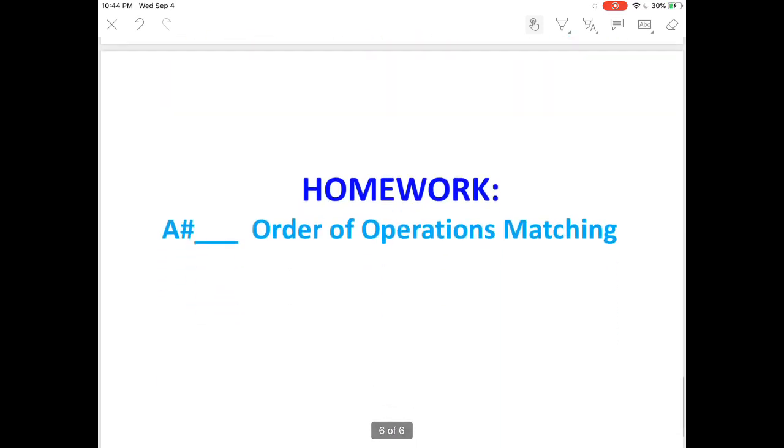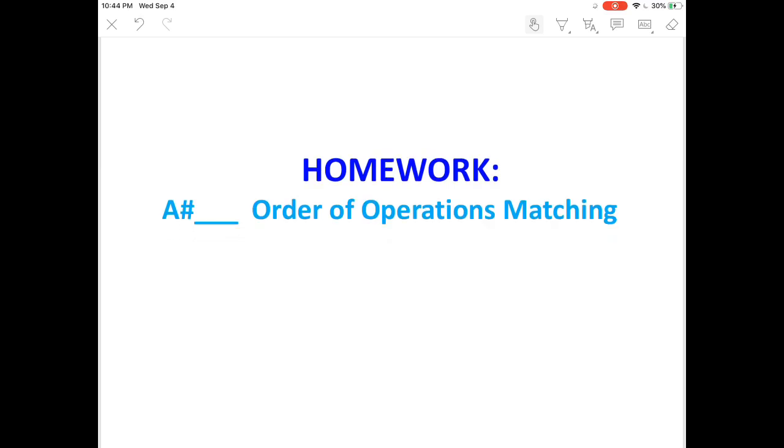Great. So your homework is the order of operations matching worksheet. Now, you didn't pick up a worksheet. That's because it's only found on Canvas. So make sure you go to Canvas and find that. Here, I'll show you where that is.